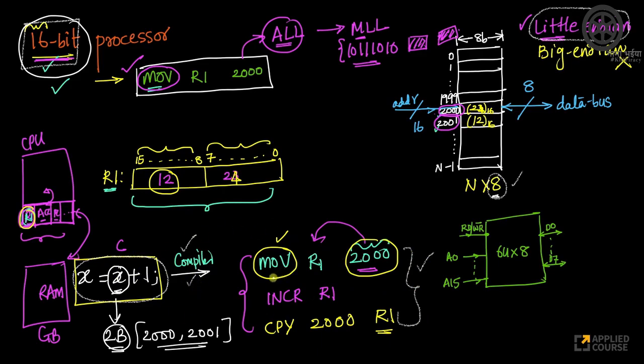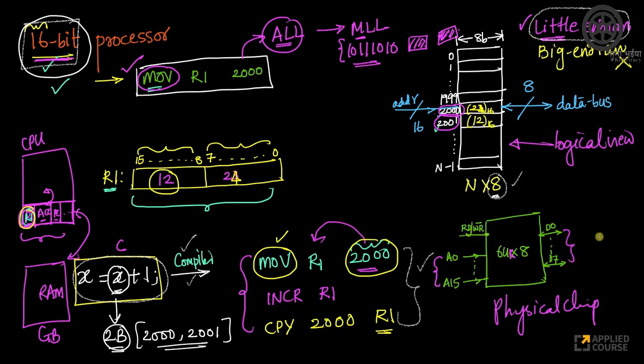Very simple concept here. Now coming back to this, again, this is the logical view. There is one more thing that I wanted to bring to your notice. This is the logical view of your memory. And this is the physical chip itself. So this chip is 64K cross 8. One example like this chip is your 64K cross 8, where you have 16 address lines, you have a read-write pin, and you have a data pin of 8 bits.